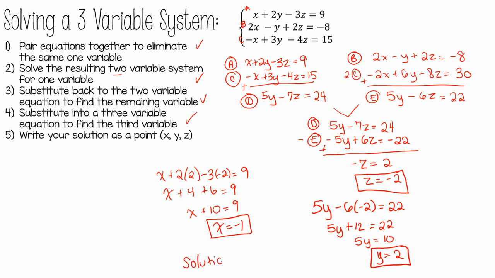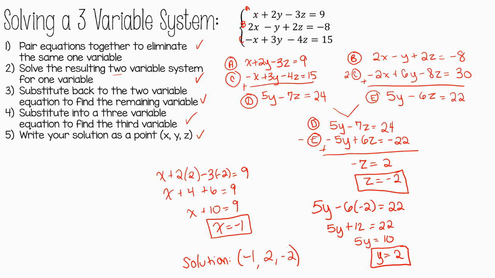Now your final answer, your solution is one point. That point we write as x, y, z. So we have -1, positive 2, -2 as our answer. If you want to check to make sure it works, for each and every one of these, it should check out. So you can plug in for x.